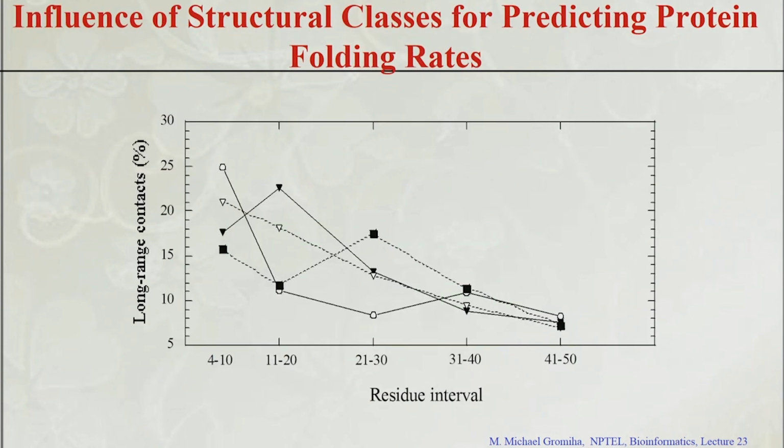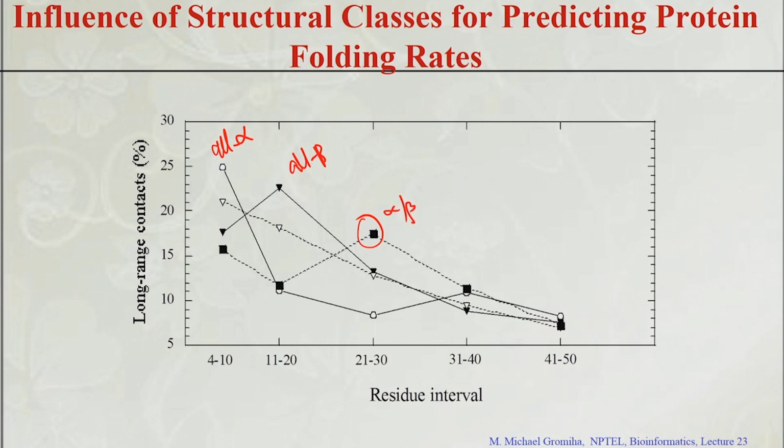So, now I show the long range contacts at the different structure classes, as I discussed earlier: four different structure classes, all alpha, all beta, alpha plus beta and alpha beta. In the case of the all alpha, this is mainly in the 4 to 10 range, and the all beta is mainly in the 11 to 20 range. And the alpha plus beta, you can see, is between the all alpha and all beta, and the alpha beta, this is the range.